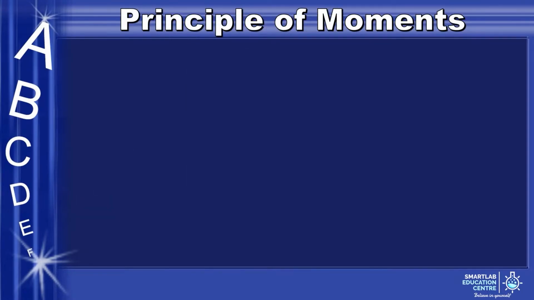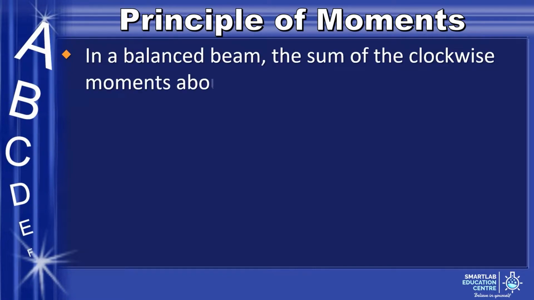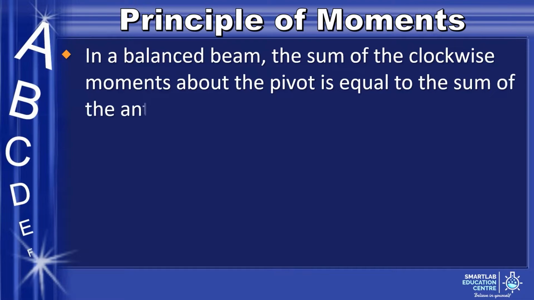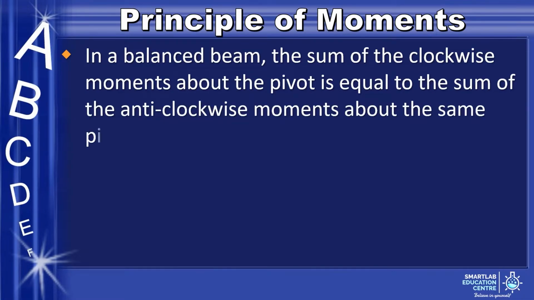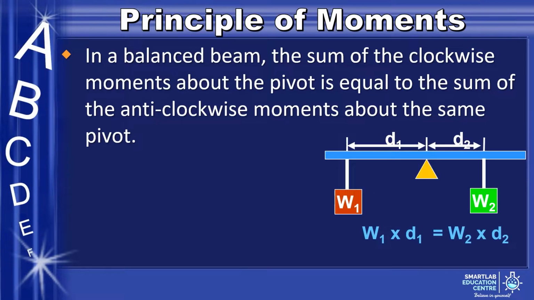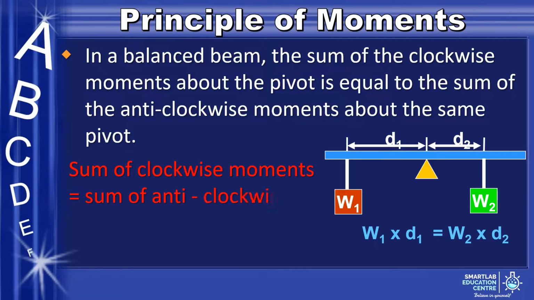Now, let us focus on the principle of moments. The principle of moments states that in a balanced beam, the sum of the clockwise moments about the pivot is equal to the sum of the anti-clockwise moments about the same pivot. Here is a diagram to show an example of the principle of moments in action. In conclusion, the sum of clockwise moments needs to be equivalent to the sum of anti-clockwise moments.